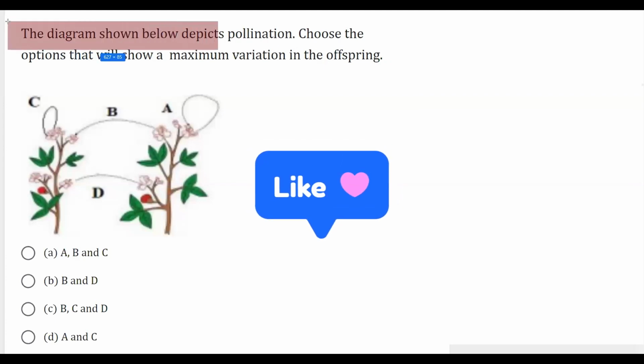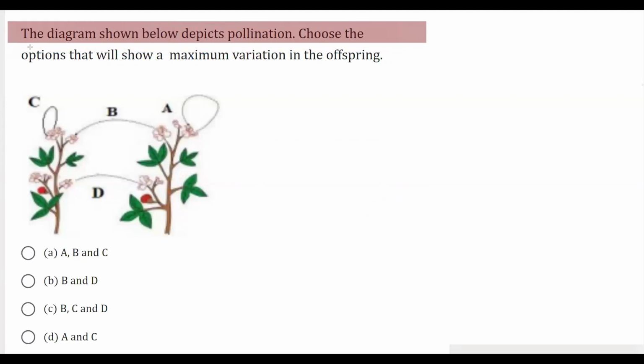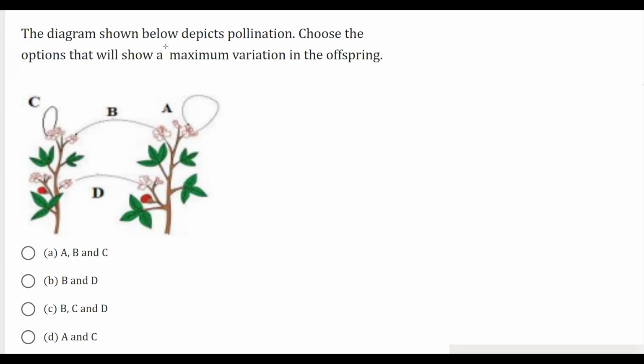In the next question, as you can see, there is a diagram that depicts the variation that takes place in maximum. So you can figure out that A here is self-pollination. C is also self-pollination. B is cross-pollination. That means the pollen from the anther of this plant is transferred over here. In the other case, pollen from the anther of this plant is transferred. So these two are cross-pollination.